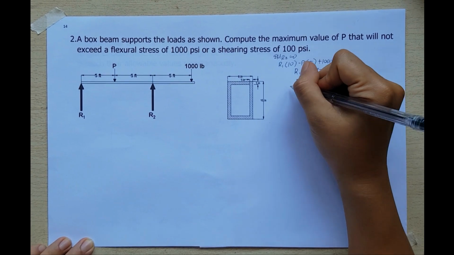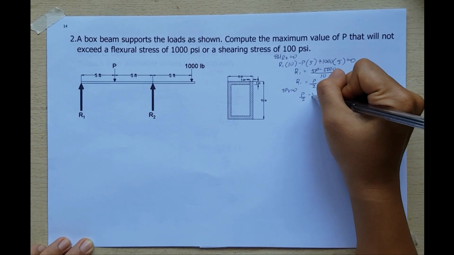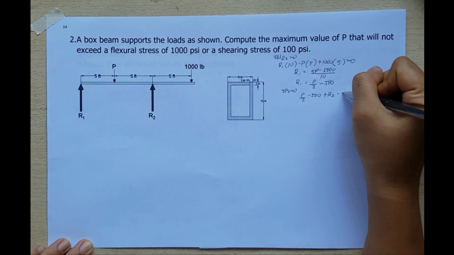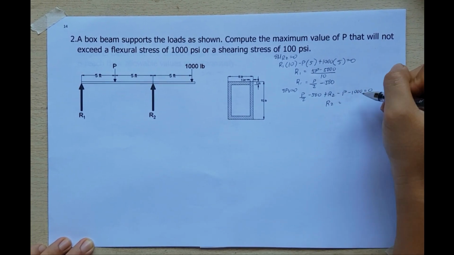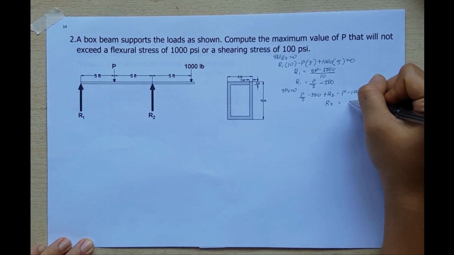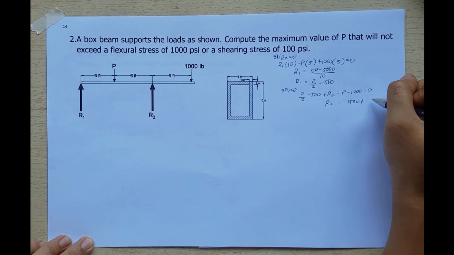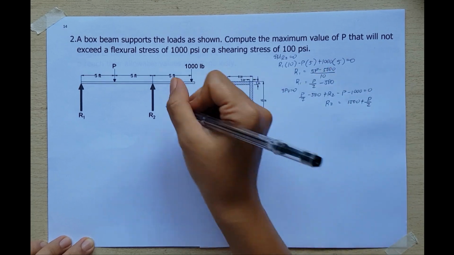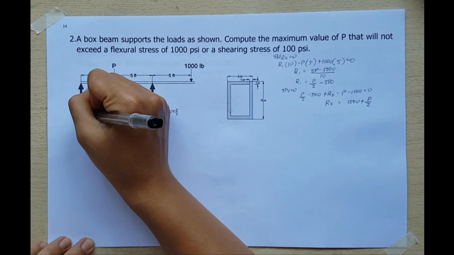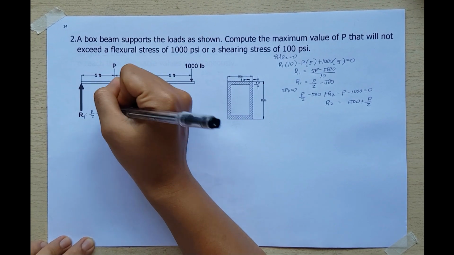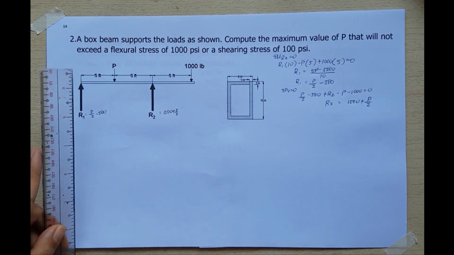And then taking the summation of vertical forces equal to 0, we have P all over 2 minus 500 plus R2 minus P minus 1000 is equal to 0. Therefore R2 is equal to, transposing this, 1500 plus P all over 2. So our reaction 2 is 1500 plus P all over 2, and the reaction 1 is P all over 2 minus 500. So you will draw the shearing diagram.